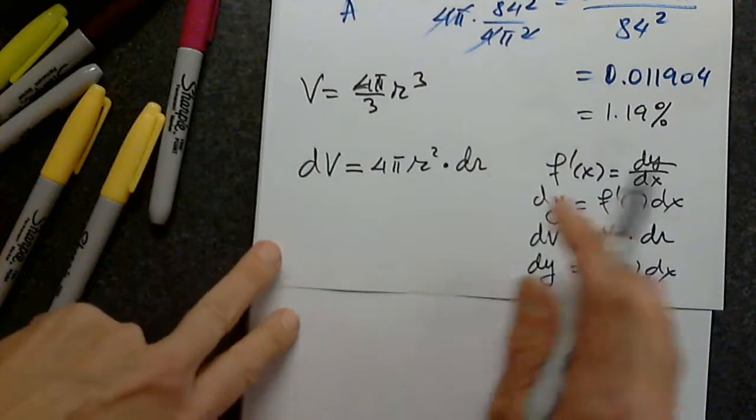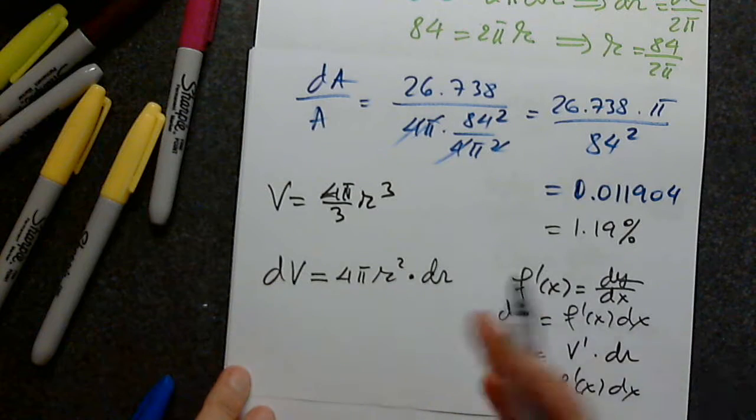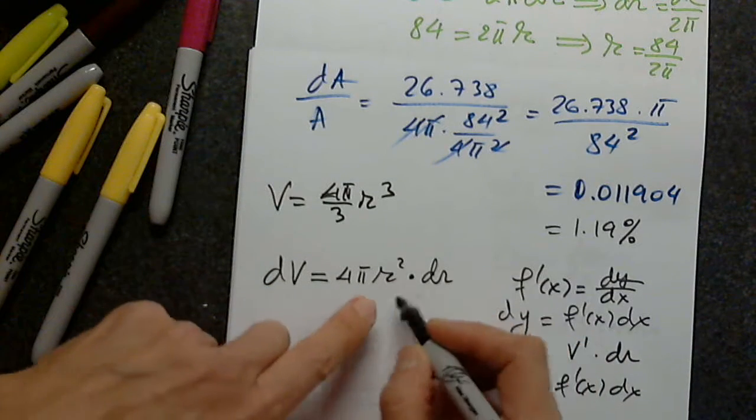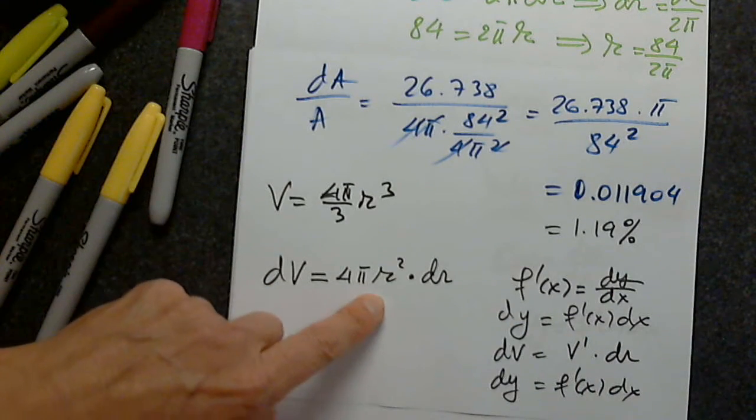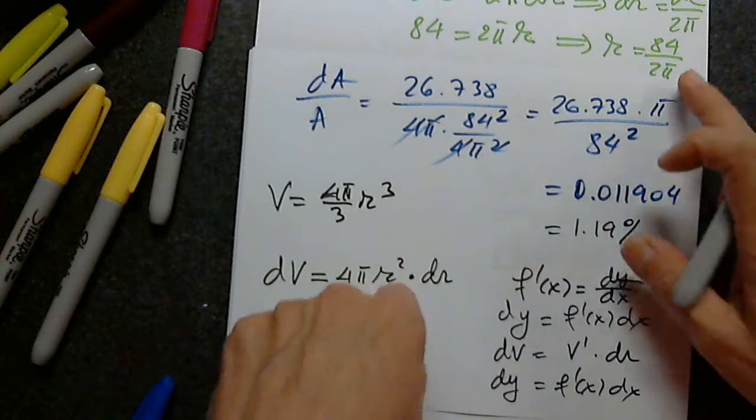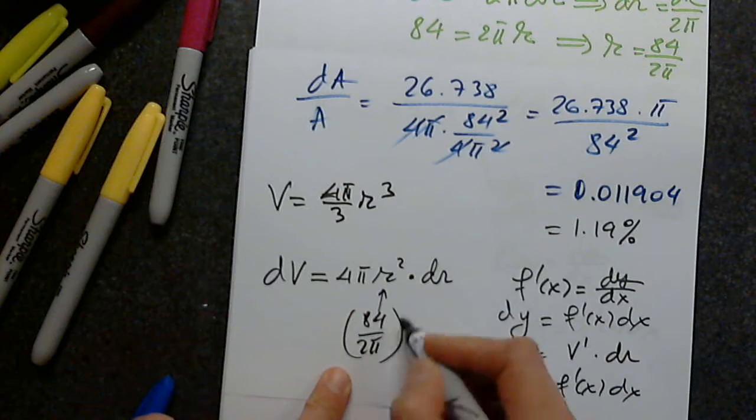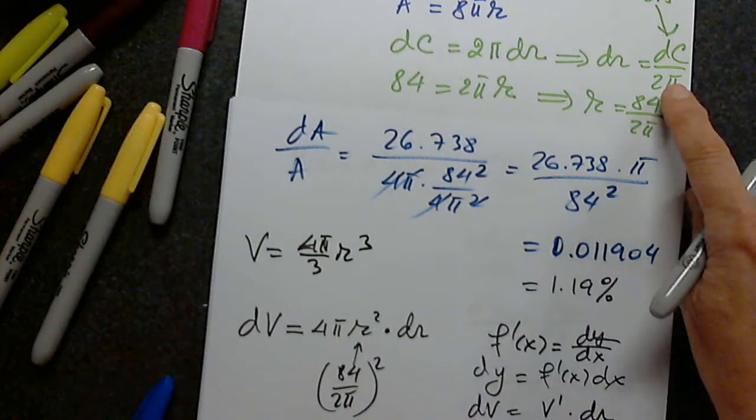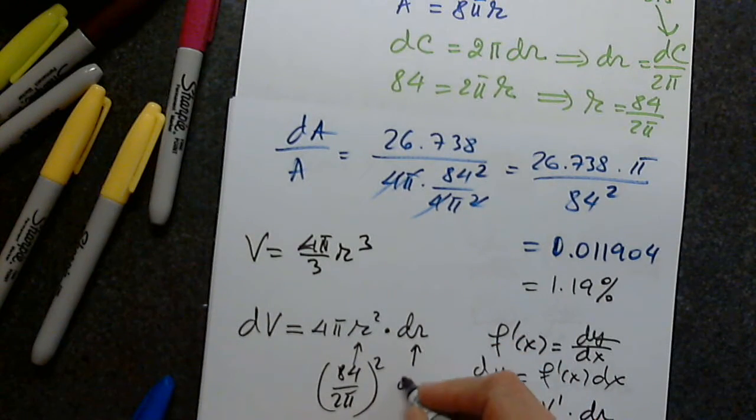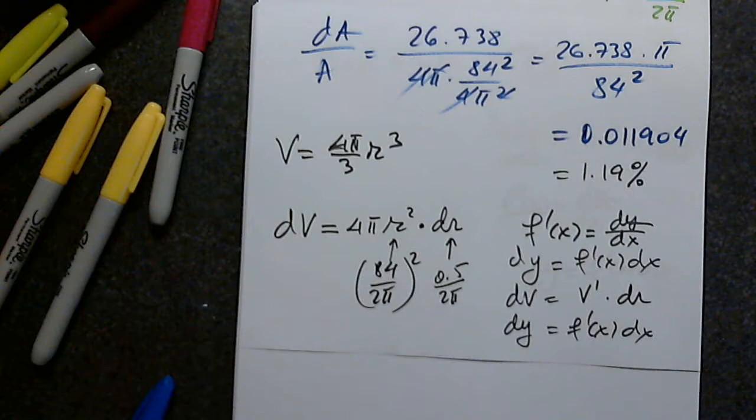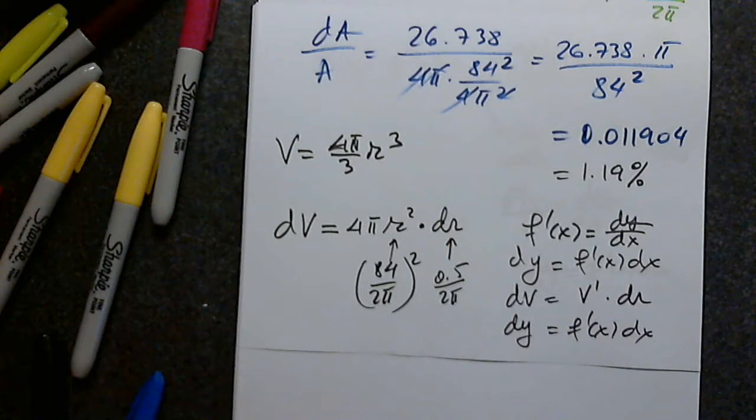So then, let's see what we have and what we don't. 4 pi is clear. R, we determined it before. What was R? Right here. So this is 84 over 2 pi, everything squared. And we also have dr, which is 0.5 over 2 pi. Everything is the same, it's just that it's a different function. It's a different differential.